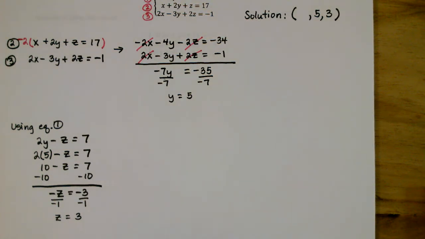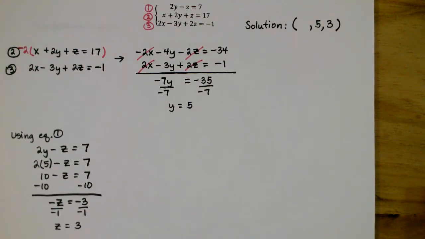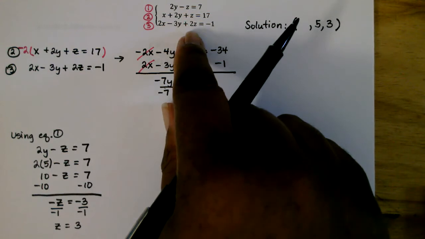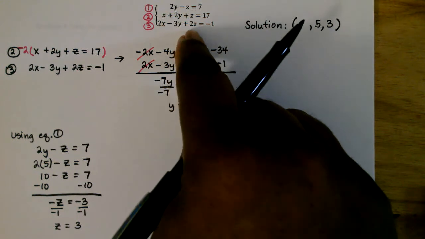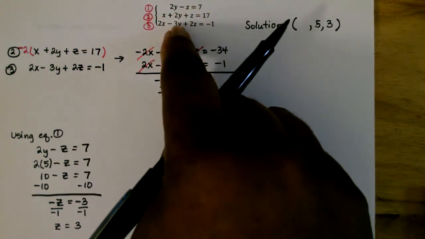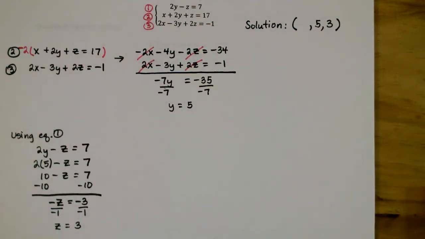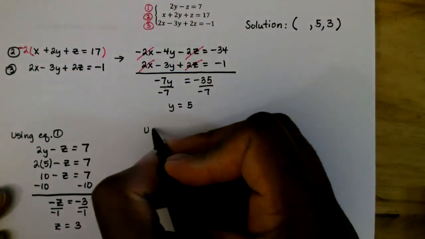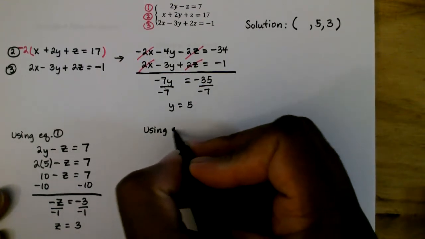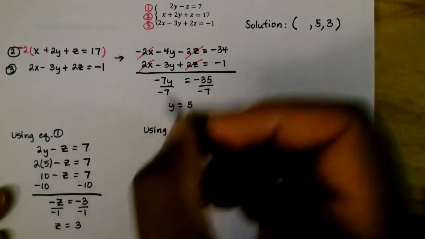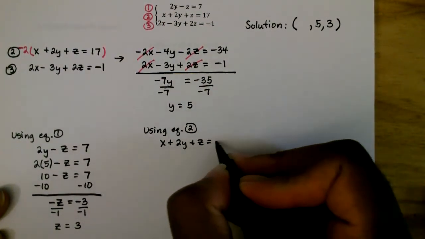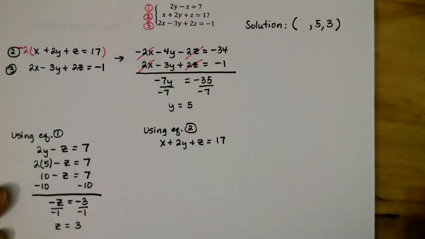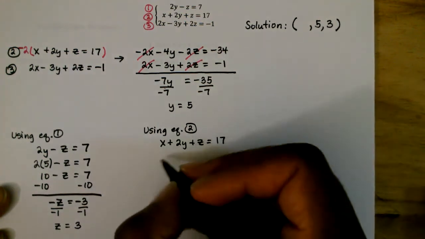It would be best to use either the second equation or the third equation in the original system. It won't help us to use the first equation. It'd be best to use either the second or the third equation, and I'm going to use equation 2. Equation 2 was x plus 2y plus z is equal to 17. So we replace the y with 5 and the z with 3.